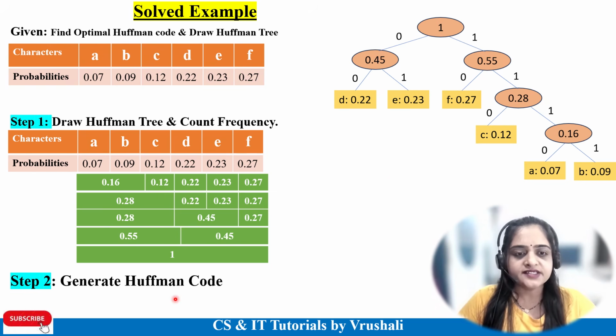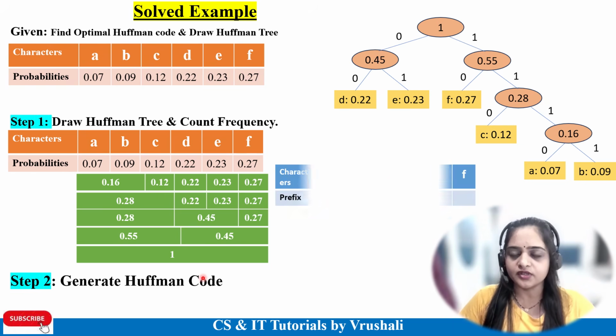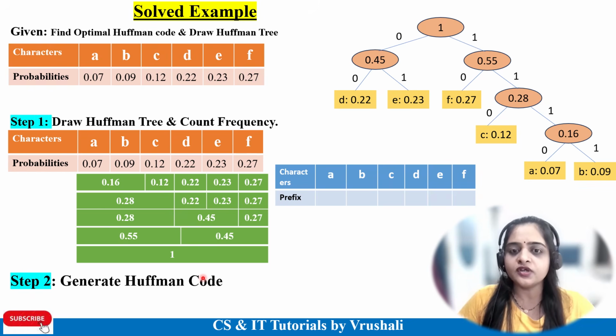Now the next step is to generate the Huffman code. For generating the Huffman code, you have to draw one table, characters and prefix. The same characters are there, from A to F. Now how to generate the Huffman code, which is also called prefix code. See, what is the Huffman code of A? Now tell me, where is the A? Here it is, right? So find the value from the root node.